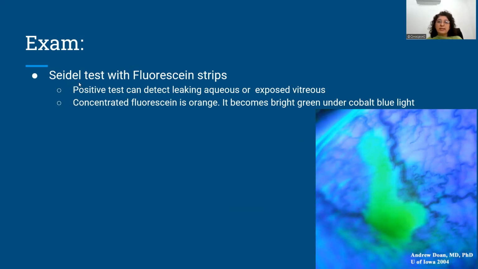A Seidel test involves applying diluted fluorescein into the eye, and a positive test can detect leaking aqueous or even exposed vitreous. Over here, the concentrated orange fluorescein actually becomes bright green under cobalt blue light. So this patient clearly has leaking of aqueous and pooling of this fluorescein over here. And this fluorescein is actually staining the aqueous humor that's leaking from the eye.